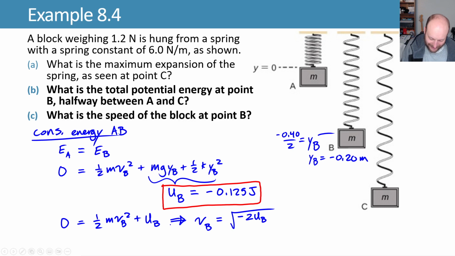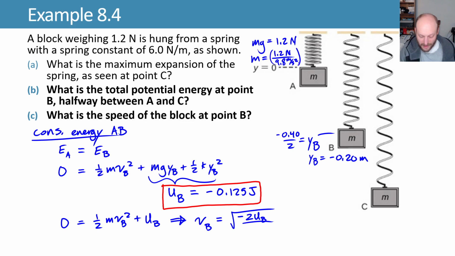Divided by m. Oh, yeah. So we don't know m separately, but I do know g. So let's just do this real quick. mg is equal to 1.2 newtons. So m is equal to 1.2 newtons over 9.8 meters per second squared. So we know m, it's fine. We can plug in for m here.